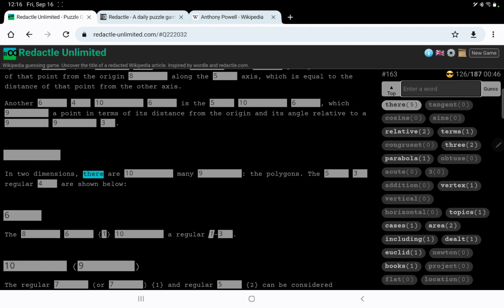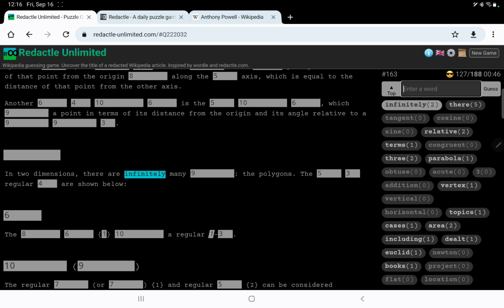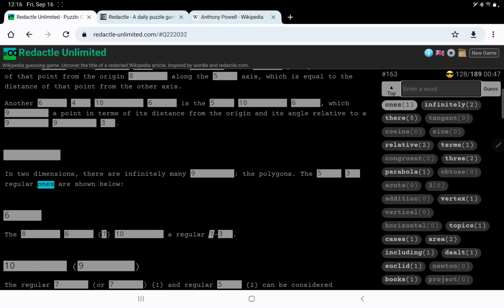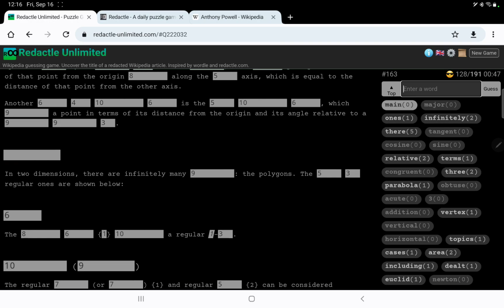Oh, okay, there are something, maybe, no, not infinitely. Oh, it is. There are infinitely many something, the polygons. The 5, 3, regular 4 are shown below. Regular ones. Okay, the major, main, the 5, 3. No, I'm not getting that.